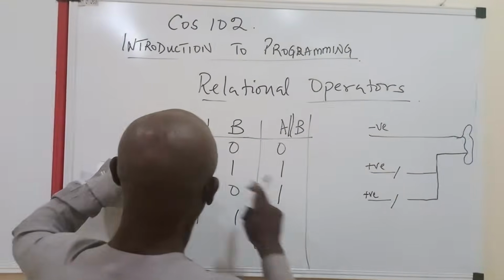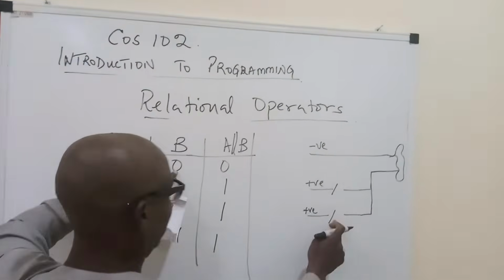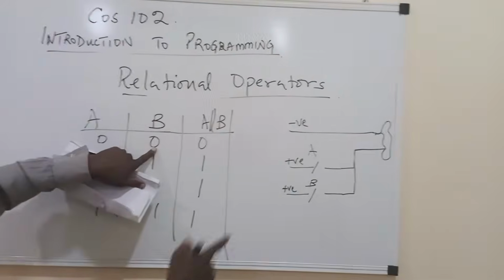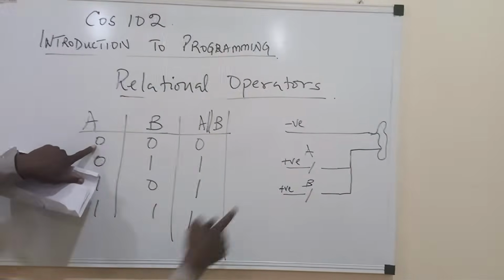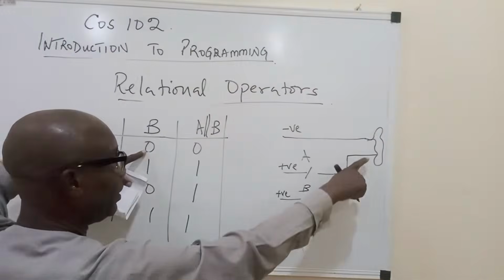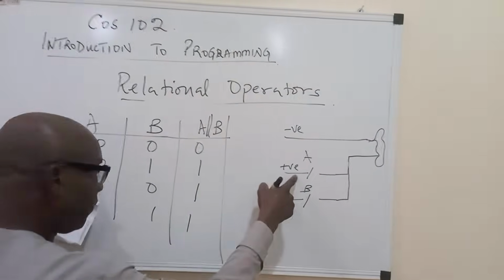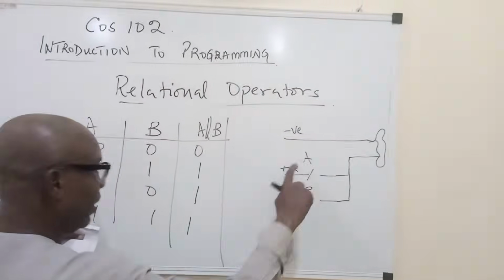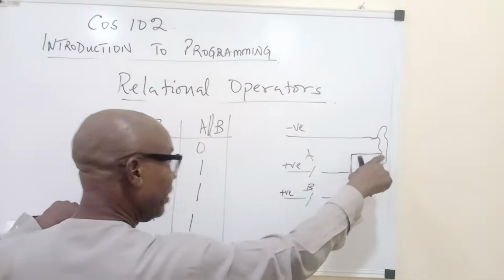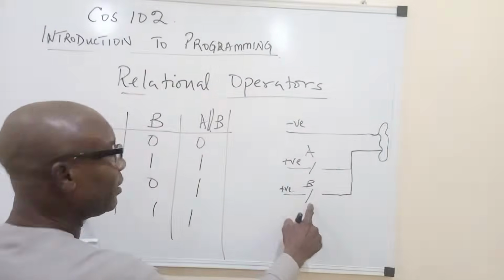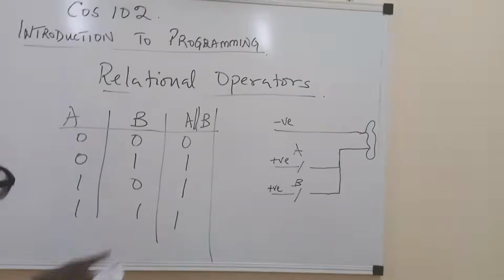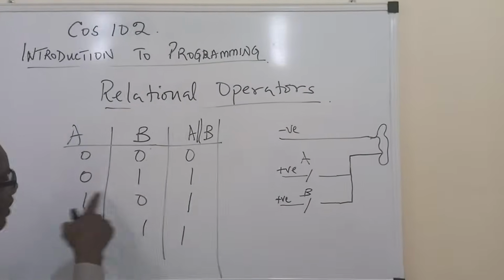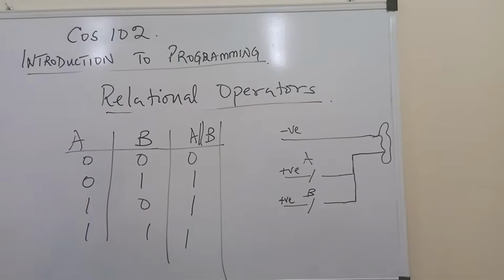Now look at this. This is A and this is B. If it is off and off, this place will be off. If it is off and on, this place will be on. If it is on and off, this place will still be on. If it is on and on, this will be on. So this is a demonstration of the OR table, and that is why this table works. So that is one operator.